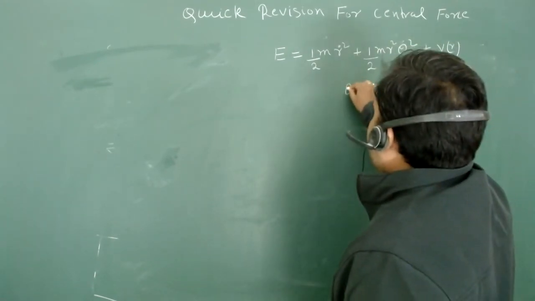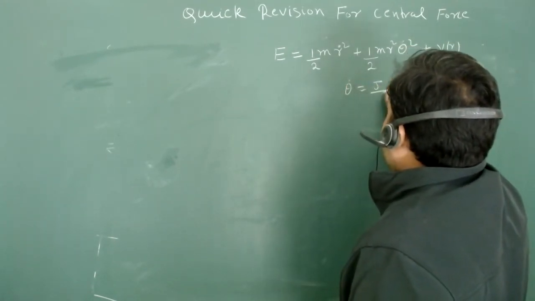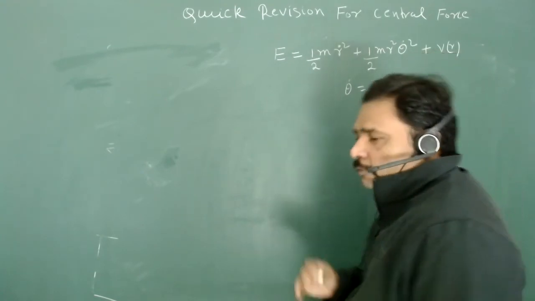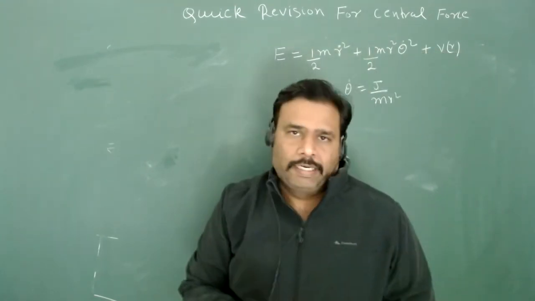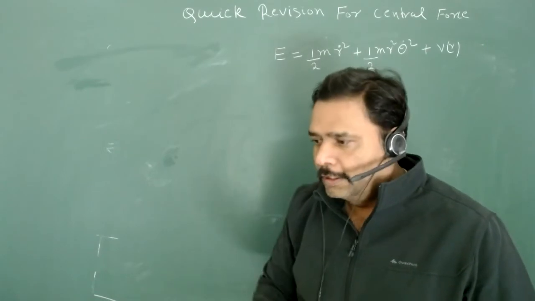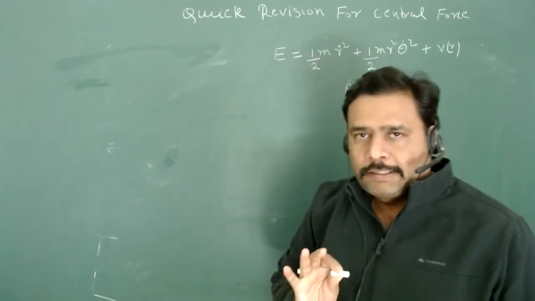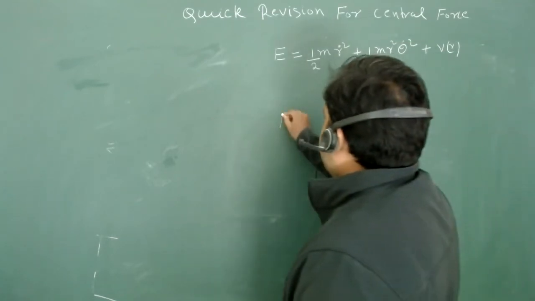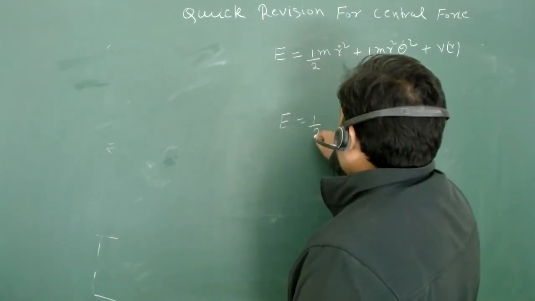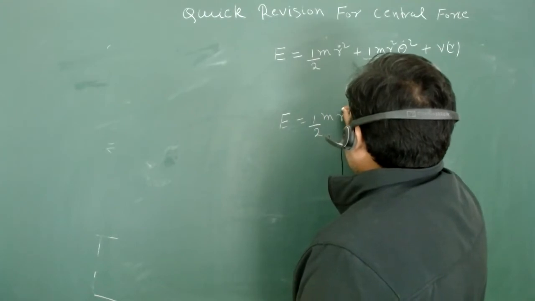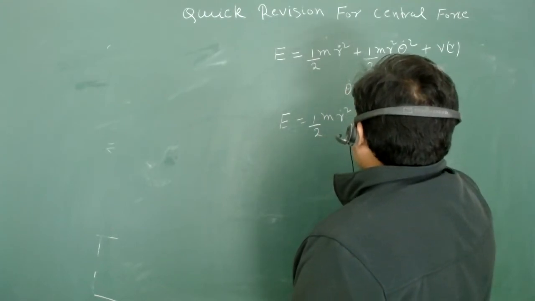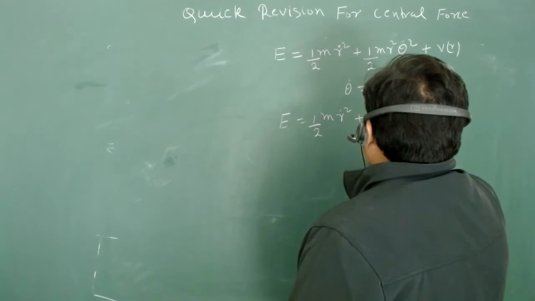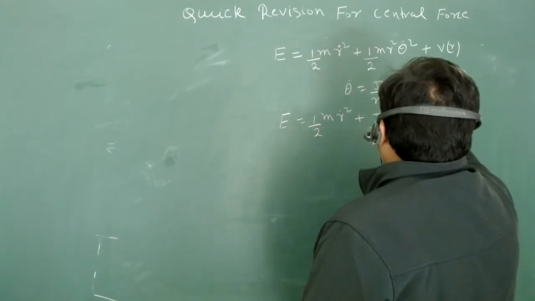We have theta dot is equal to J upon m r square. You can use J as your parameter in central force problems. So this is one of the big advantages, such that J is constant. So when we put it here, then E is equal to half m r dot square plus J square upon 2 m r square plus V(r).